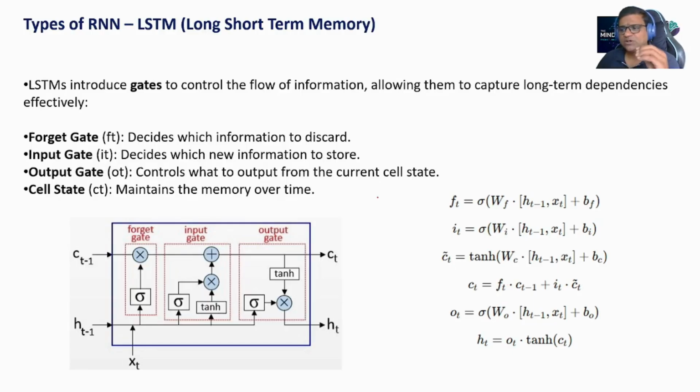Think of LSTM as a smarter RNN. The full form is long short term memory. Its purpose is simple: remember important things for longer periods and forget unimportant things.